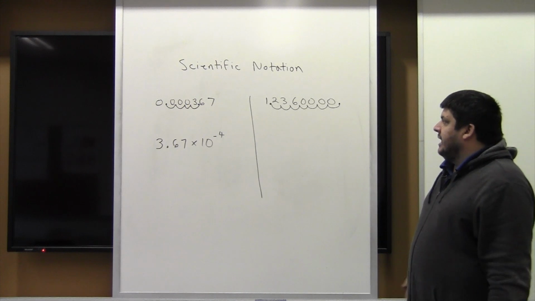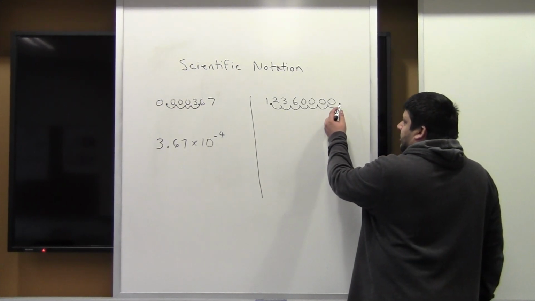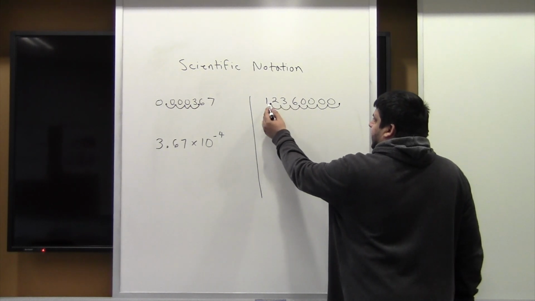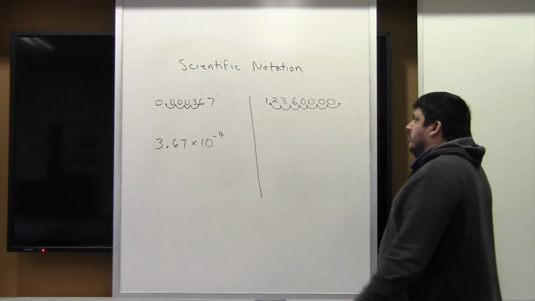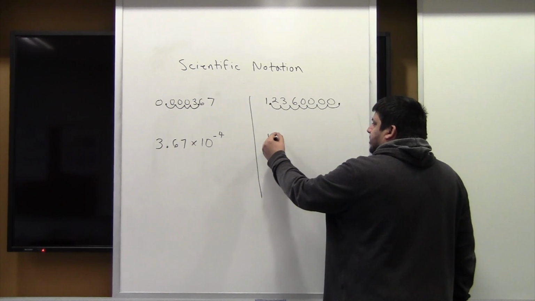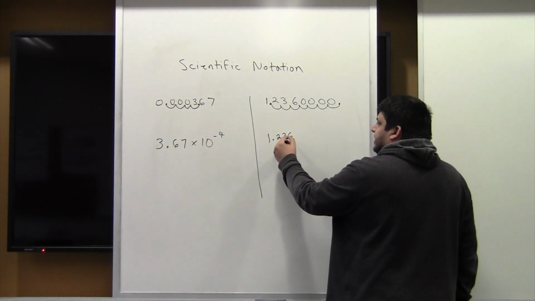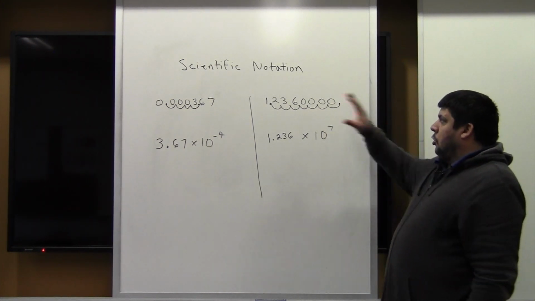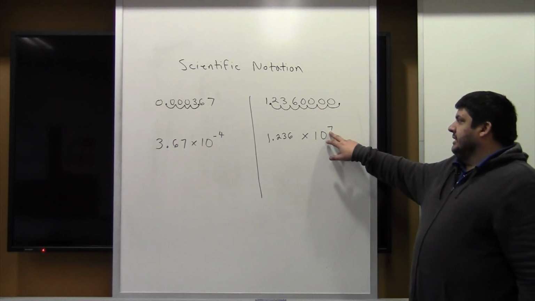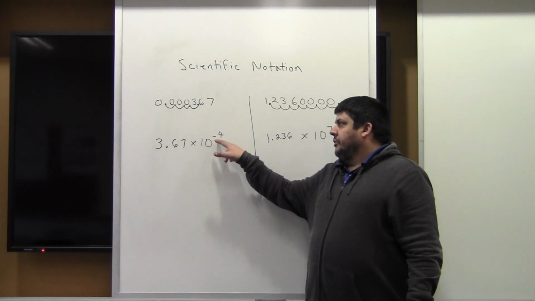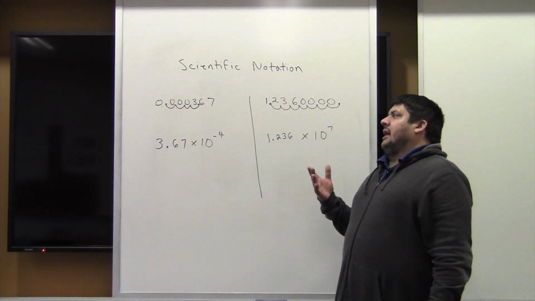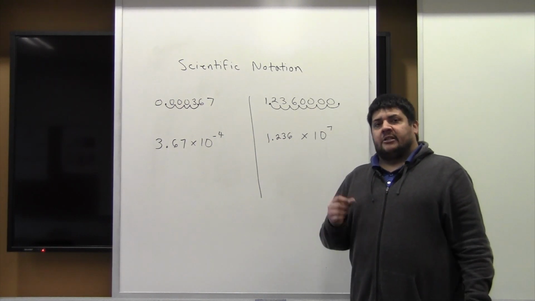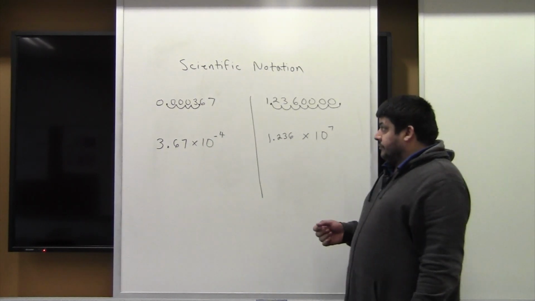The decimal needs to be to the right of that first non-zero digit. Now we have to count how many times this happened. So we were here, this is 1, 2, 3, 4, 5, 6, and 7. So we would write this as 1.236 times 10 to the 7. Notice when it's a whole number, the exponent is positive. When it's a decimal, the exponent is negative. But it all has to do with counting the number of times that the decimal has moved to get to the position that you want it to get to.